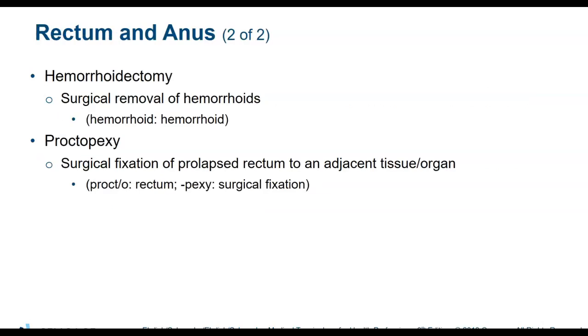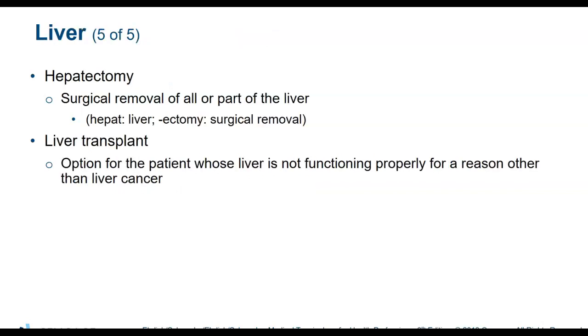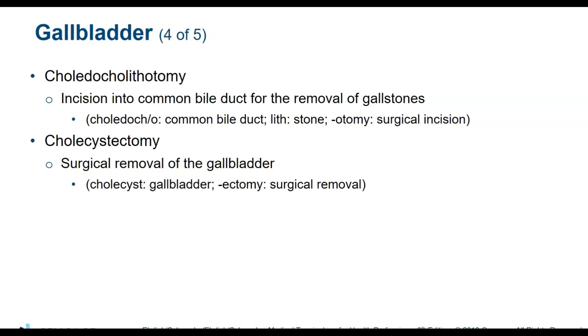We can also do a hemorrhoidectomy, which is a surgical removal of hemorrhoids. Proctopexy is a surgical fixation of a prolapsed rectum, which means the rectum is actually hanging on the outside of the body. We have a hepatectomy, a surgical removal of part of the liver, and then a liver transplant. If the liver's not working properly for a reason other than liver cancer, they may be able to do a liver transplant.